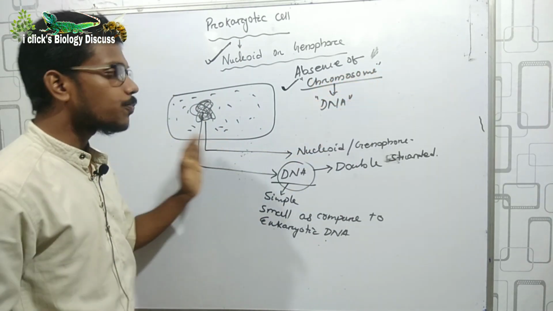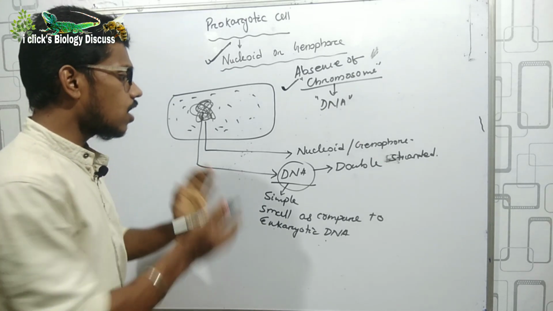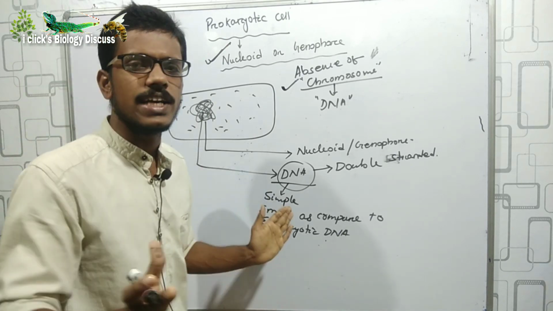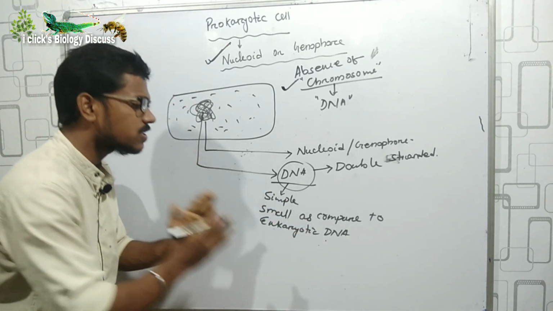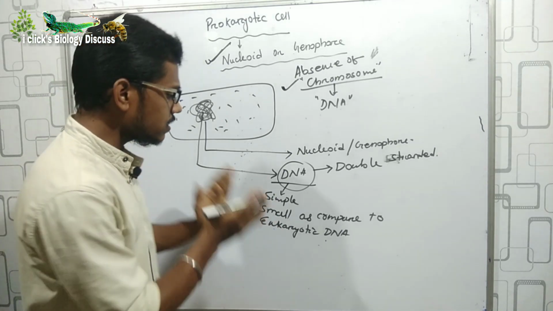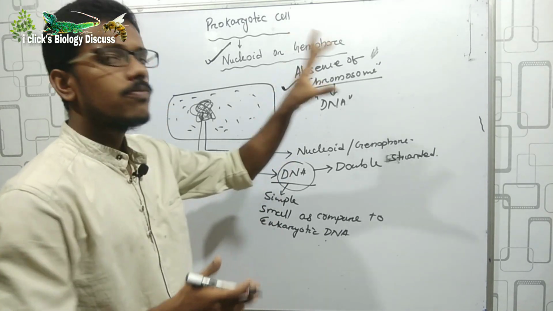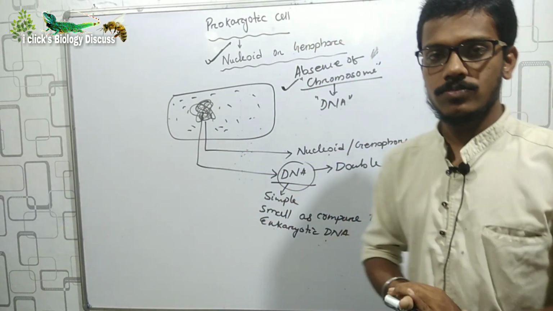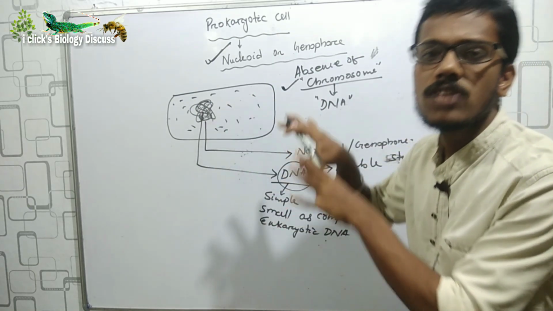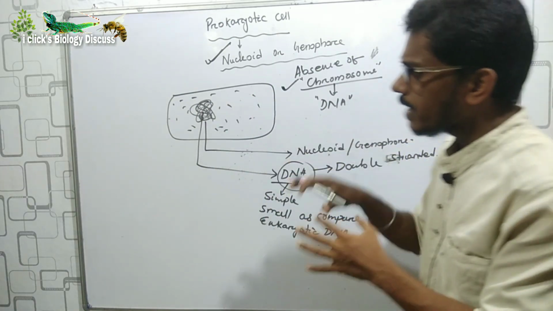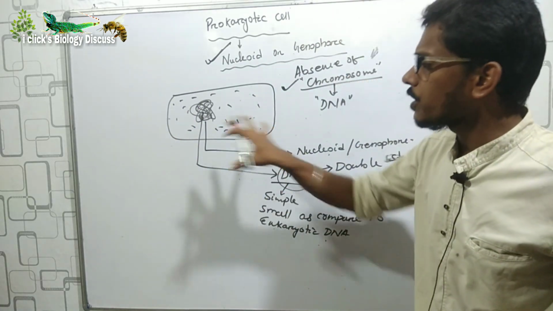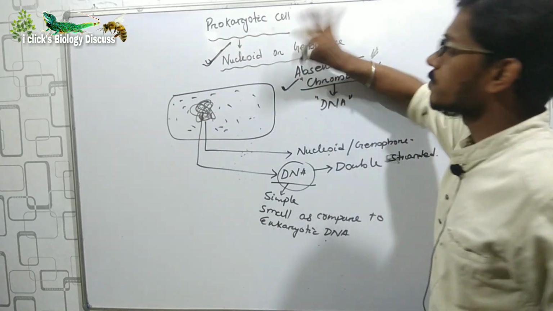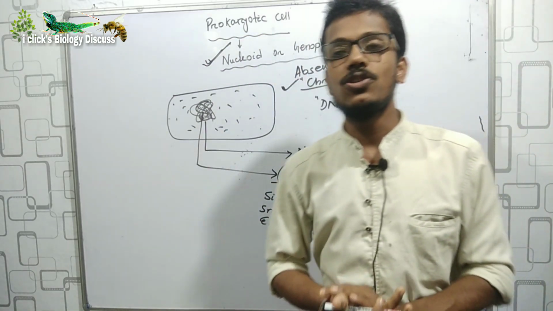But in a prokaryotic cell, there is absence of a complicated or very long DNA. Here there is presence of a simple DNA that is very small as compared to eukaryotic DNA. Thus, it does not require packaging. It is just present in the cytoplasm, and the area where this DNA is present is called the nucleoid area, or genophore.